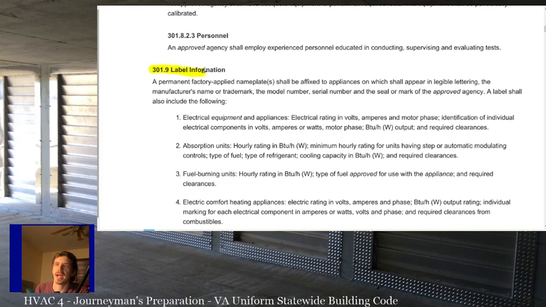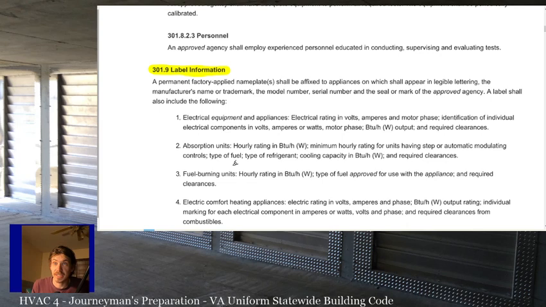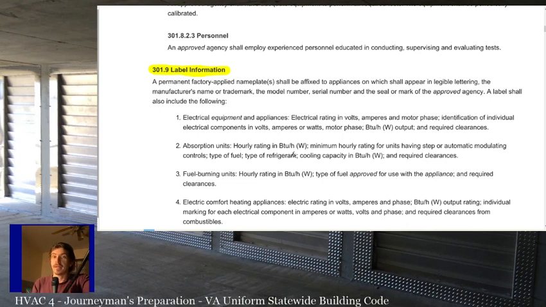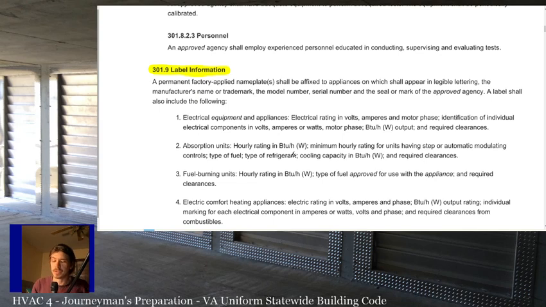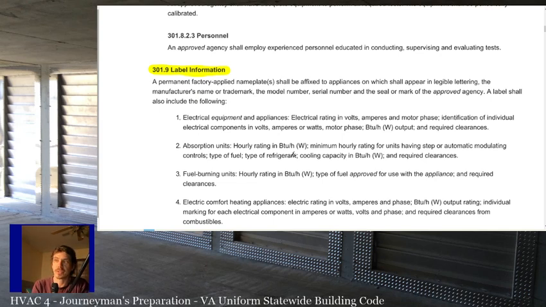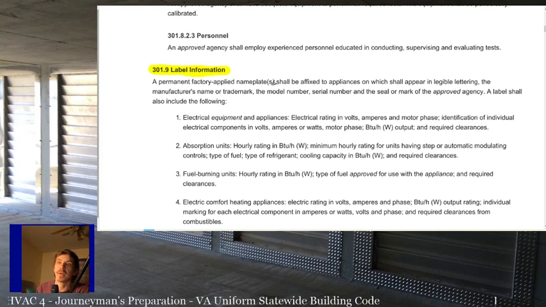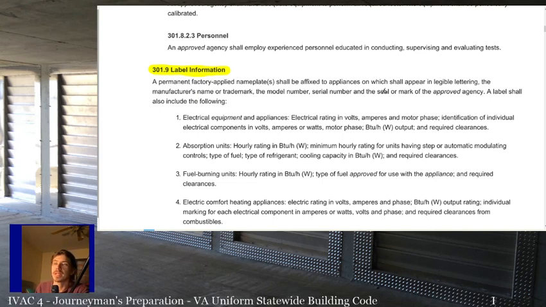This is one that I actually don't see enforced all the time, but I've seen equipment that doesn't come with all the necessary label information. And it's amazing to me that people don't get busted on it, because every once in a while you'll see equipment that's not properly labeled. But a permanent factory applied nameplate has to be affixed to appliances with legible lettering bearing the manufacturer's name or trademark, the model number, serial number, and the seal or mark of the approved agency that tested it.